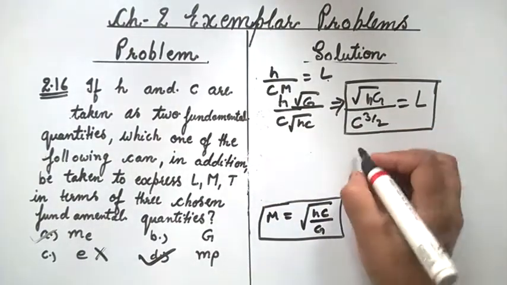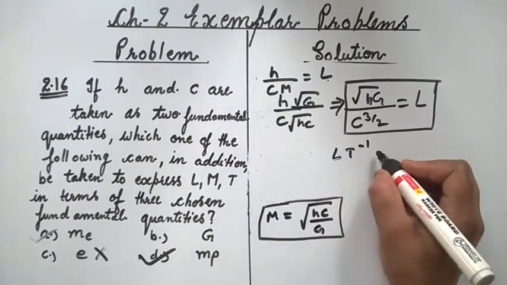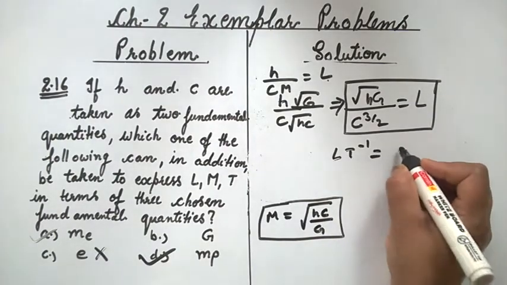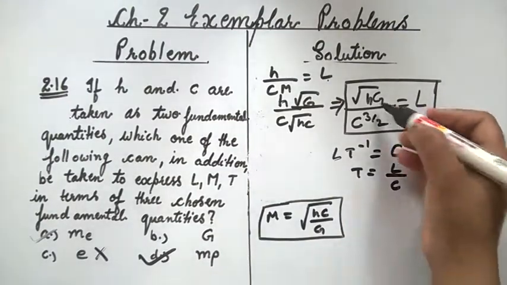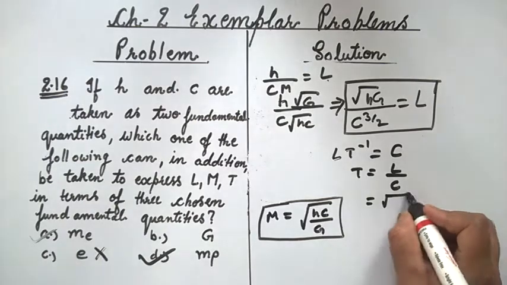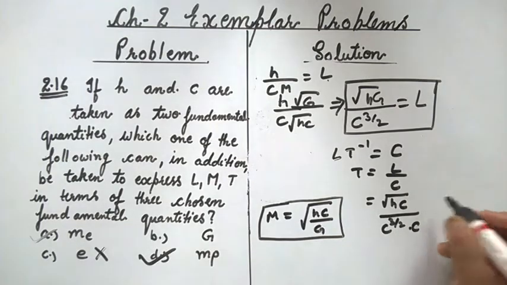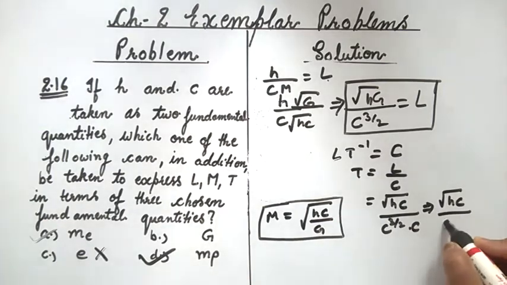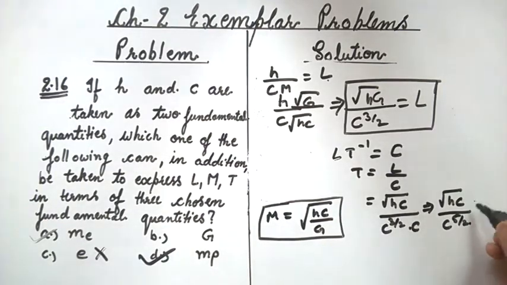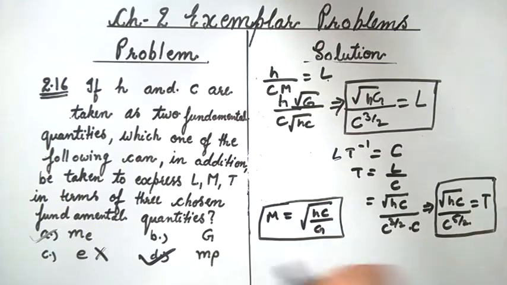Or the third, time, we can find as we know speed of light is L T minus 1, equal to c. Therefore, T is equal to L by c. Substituting the value of L here, we get root hG upon c to the power 3 by 2 into c. That is equal to root hG by c to the power 5 by 2. This is T. So we can see that G is also a correct option.